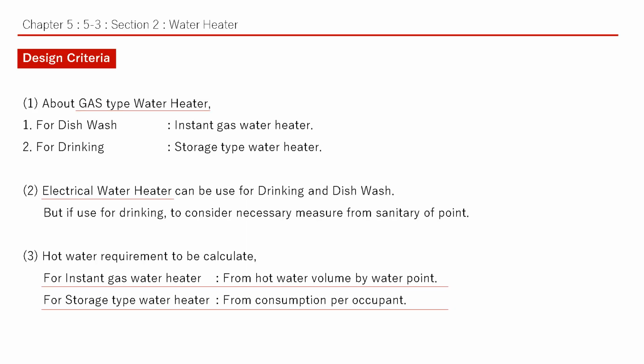Section 2. Water heater. There are several types of water heaters in the market. We will explain the features one by one. 1. About gas type water heaters. For dishwashing, it is better to select an instant gas water heater. For drinking, it is better to select a storage type water heater. 2. An electrical water heater can be used for drinking and dishwashing. But if used for drinking, consider the necessary measures from a sanitary point of view.